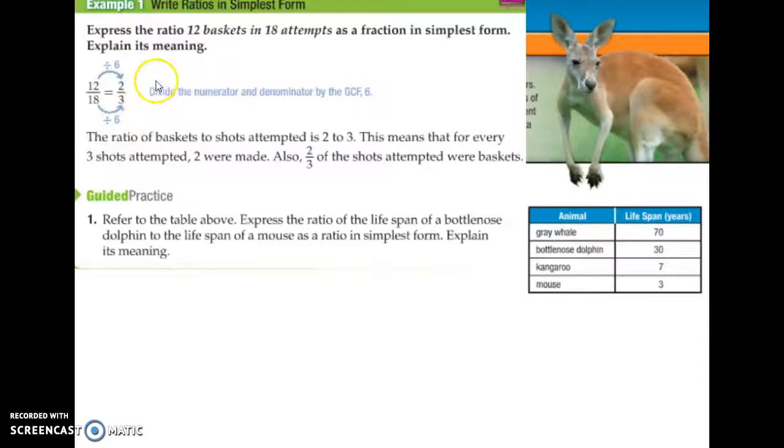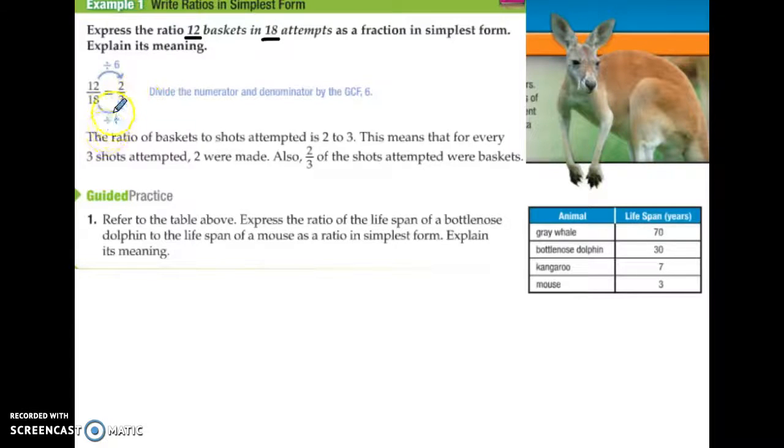Example 1. Express the ratio 12 baskets in 18 attempts. So, you know, most of you play basketball. If you have 18 shots and you make 12 of them, a lot of you want to know your shooting percentage, maybe free throws. This is a way to represent that number as a ratio or a fraction. So the first number, 12, goes on top of our fraction, and then our total attempts, the second number, goes on the bottom. So you see down here we have 12 over 18, and we always write our ratios and fractions in simplest form.